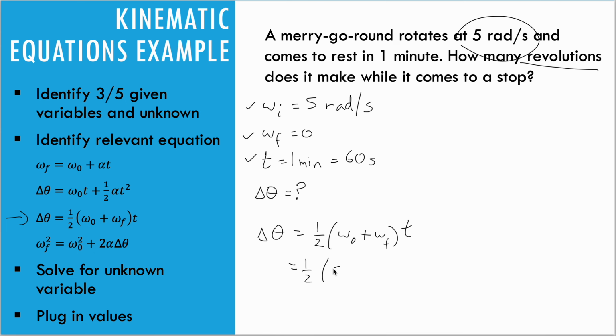1/2 times 5 radians per second plus 0 times 60. That's going to give us 150 radians.